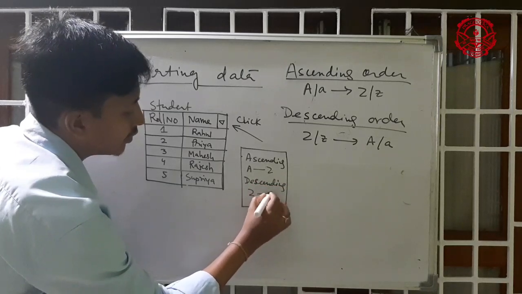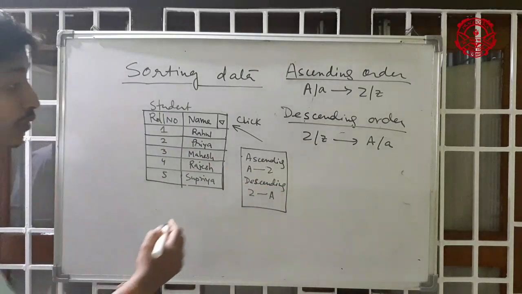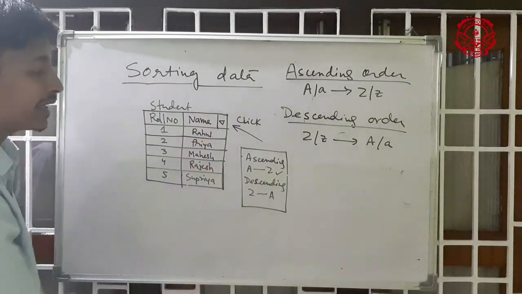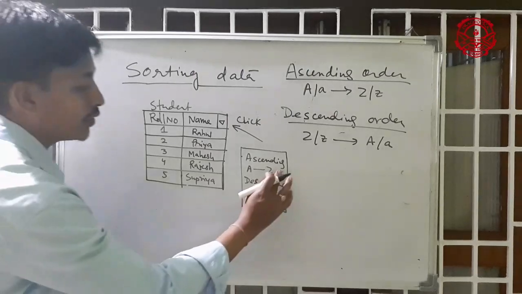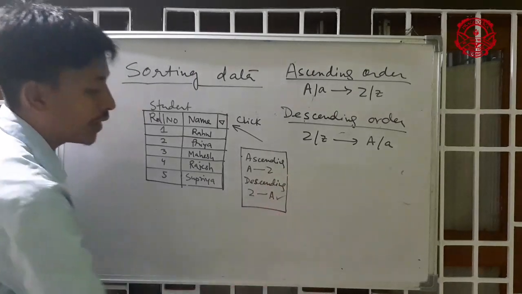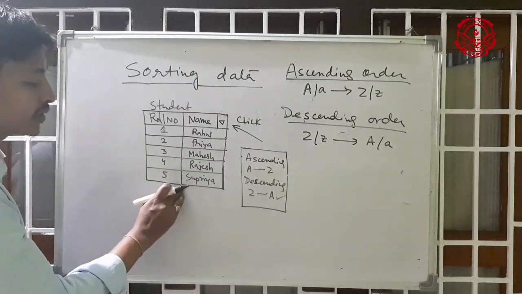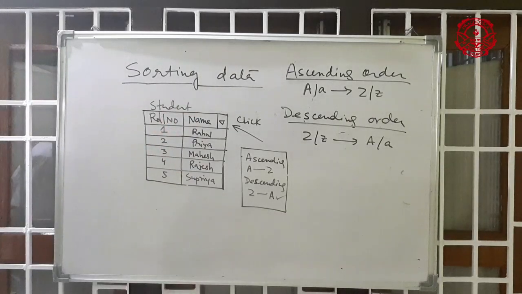It is Z to A is coming. So when you select A to Z, it means you apply ascending order. When you select Z to A, it means you select descending order, which means the information will come descendingly, not ascendingly.